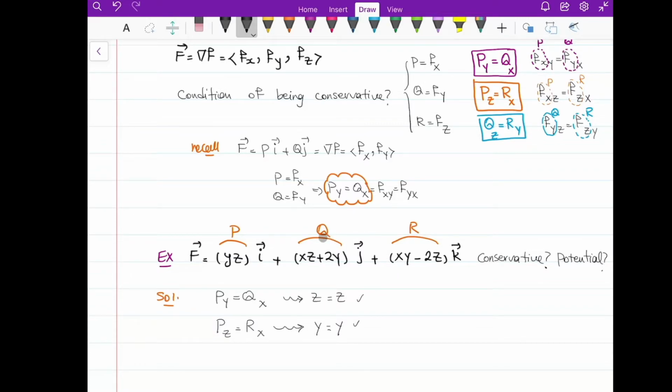And then Q with respect to z should be equal to R with respect to y. So the derivative of Q with respect to z is just x. Is it equal to the derivative of R with respect to y, which is x? Yes. So all of them are satisfied. So we say that yes, F is conservative. Very good. Now I need to find its potential function.